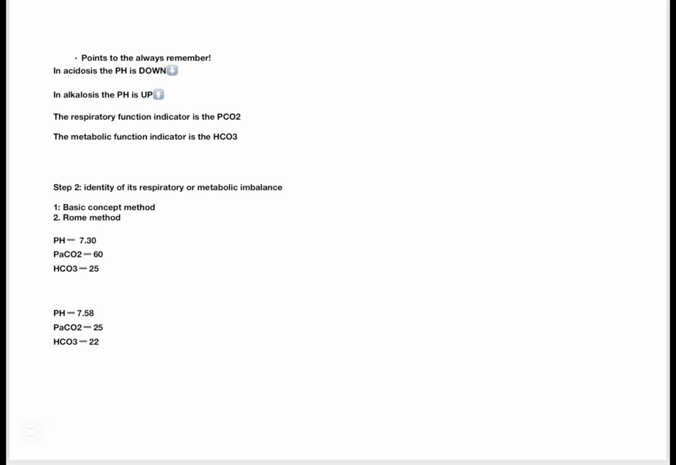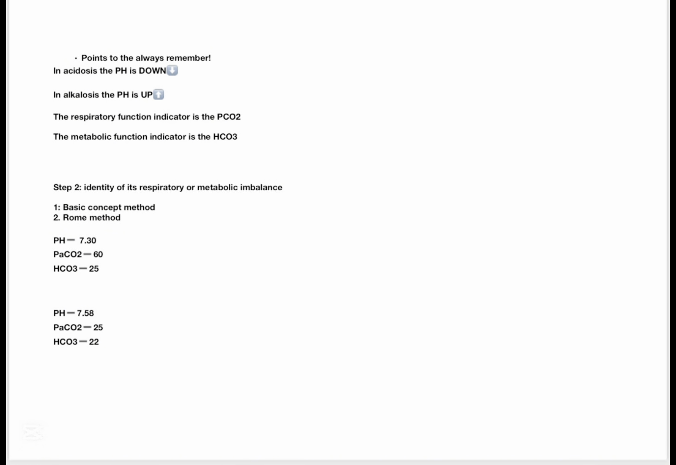So let's look at step 2. Step 2 says identify if it is respiratory or metabolic imbalance. We'll be looking at the basic concept method and the rule method. The basic concept method is you just understanding what goes on in these imbalances, which I discussed in the first video. As long as you know what goes on in these imbalances, you will be able to use this basic concept method in analyzing the arterial blood gas results. And the rule method, that's the method we've all heard. We'll be using the rule method in the next class. When we use it, you will come to realize that you already know the rule method.